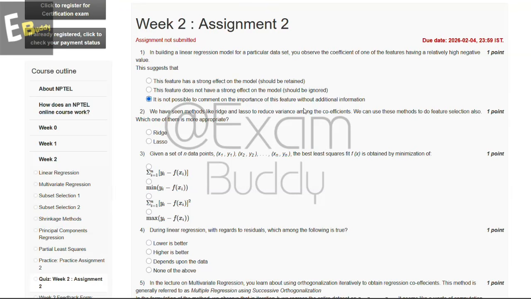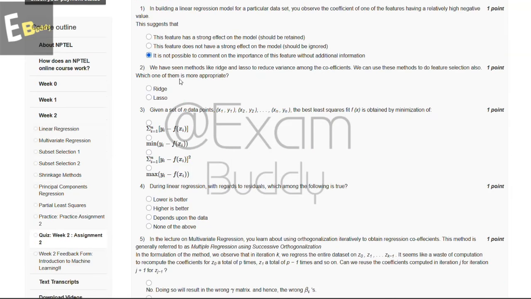And now let's go to our question number 2. We have seen methods like ridge and lasso to reduce variance among the coefficients. We can use these methods to do feature selection also. Which one of them is more appropriate? Ridge, lasso. So the answer for our second question is B, lasso.